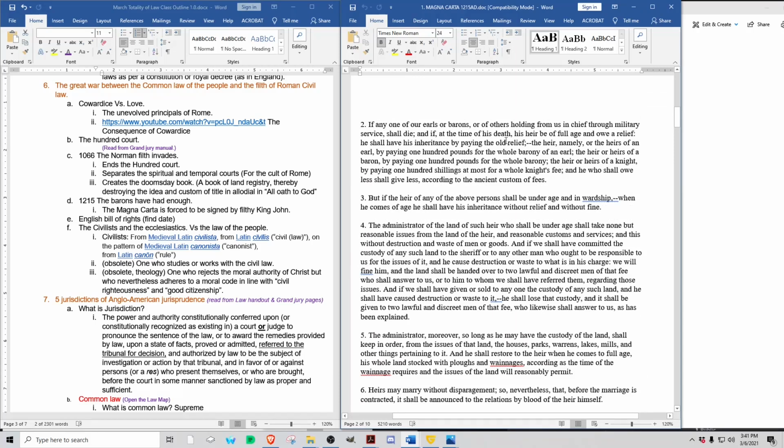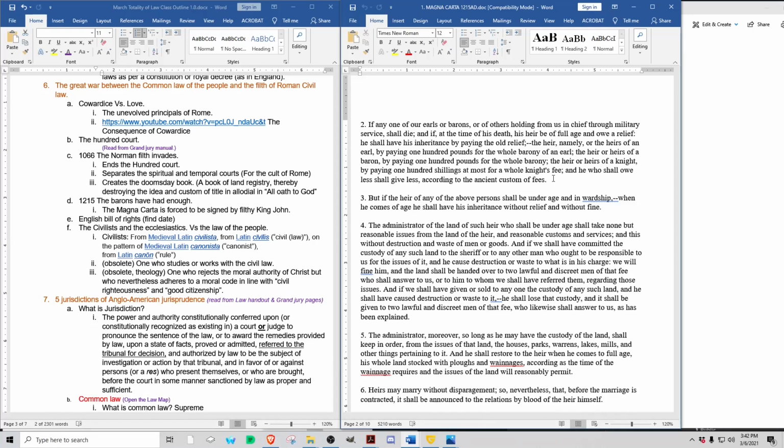Number 2, Article 2. If any one of our earls or barons or of others holding from us in chief through military service, that would be knight service, shall die, and if at the time of his death his heir be of full age and owe a relief, which was what knights had to pay, it was an aspect of feudalism, he shall have his inheritance by paying the old relief. The heir, namely, or the heirs of any earl, by paying £100 for a whole barony of an earl. The heir or heirs of a baron by paying £100 for the whole barony. The heir or heirs of a knight by paying 100 shillings at most for a whole knight's fee. And he who shall owe less shall give less, according to the ancient custom of fees.